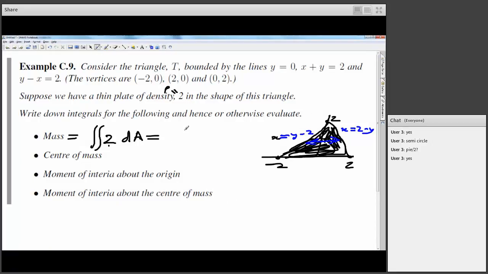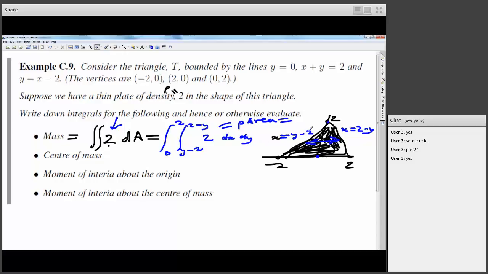I'll just spell the first one out only. So it's the integral from y minus 2 to 2 minus y of 2 dx, and y goes from 0 up to 2. And you work that integral out. So one trick though is that if you've got a constant density, so that number there is a constant, this is just going to be equal to the density times the area. That's a little trick, and that's true as long as it's constant density.